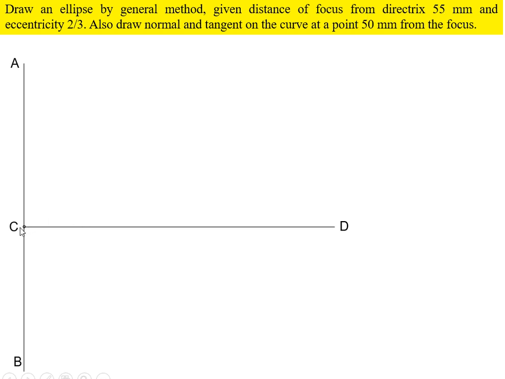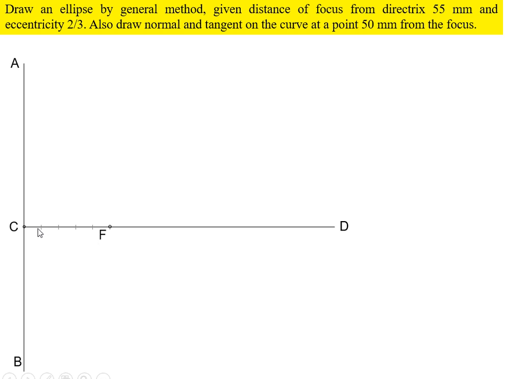The distance given from the directrix to the focus is 55. From center point C, mark a 55 mm distance. So this point F is called the focus. How much is the distance from C to F? 55 mm.